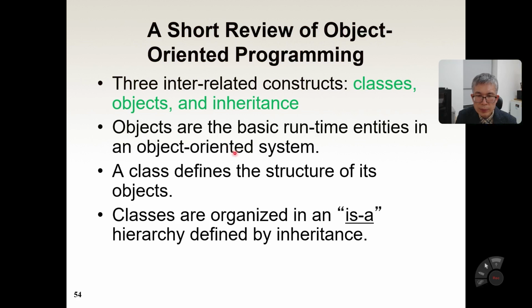Objects are the basic runtime entities or elements in an object-oriented system. A class defines the structure of each object, having member functions, also called methods, and member variables. The classes are organized in an is-a hierarchy defined by inheritance, like this.